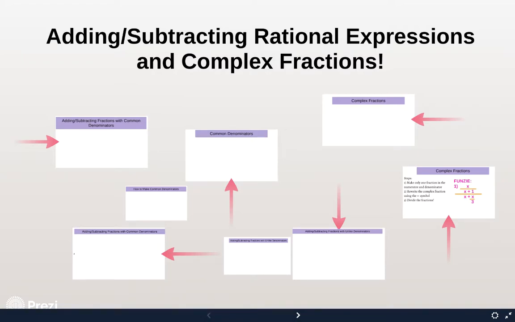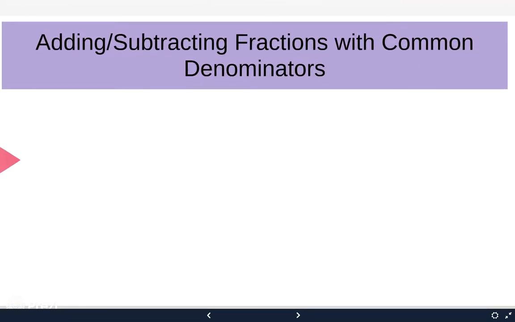So let's talk about how to do this with just normal fractions. Adding and subtracting fractions that already contain a common denominator. If you see here, in both of these scenarios the denominators are the same. In this one, both of the denominators are a 5, and both of the denominators over here are a 7. When you add and subtract fractions, you must always have a common denominator. You cannot even try to add them if the denominators aren't the same.